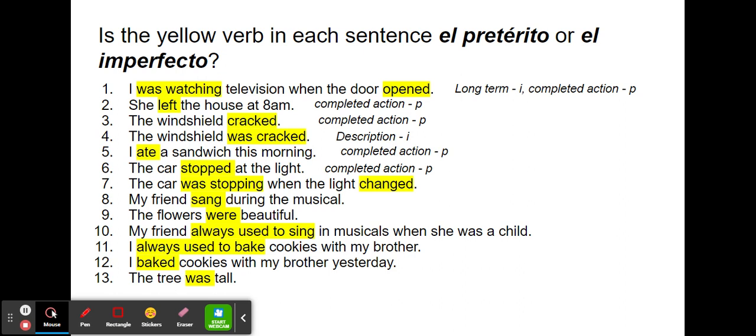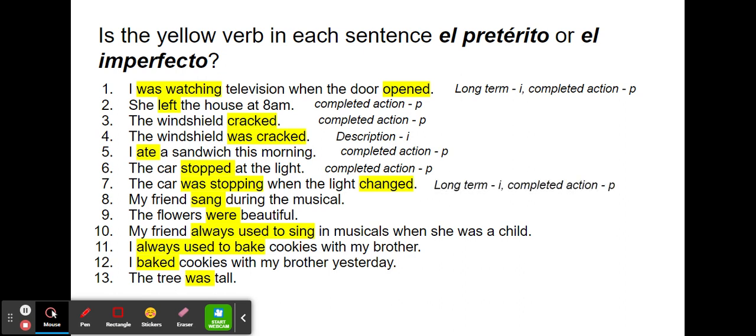Number 7, the car was stopping when the light changed. Now this is different. We've got a similar situation of a car stopping, but now it says the car was stopping. So now it's a long-term action because we don't know when it started stopping or if it ended stopping. It might not have ever finished stopping. So that means was stopping is a long-term action, so that is imperfecto. And then the light changed, that would be a preterite, completed action, el pretérito, because the light changed at a specific moment in time.